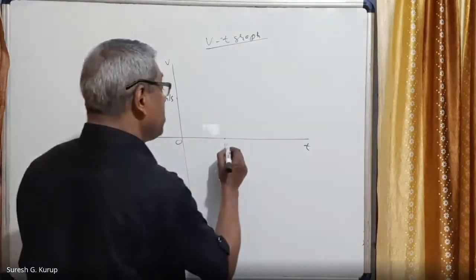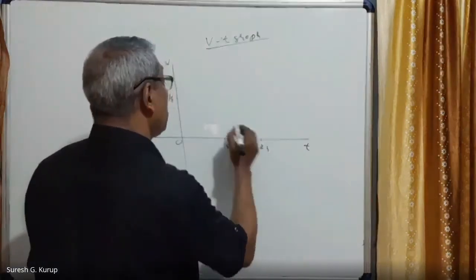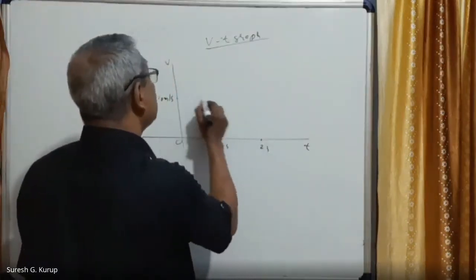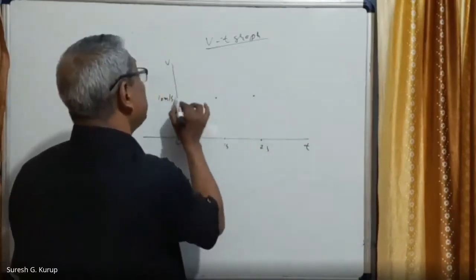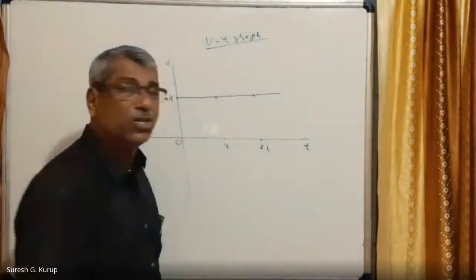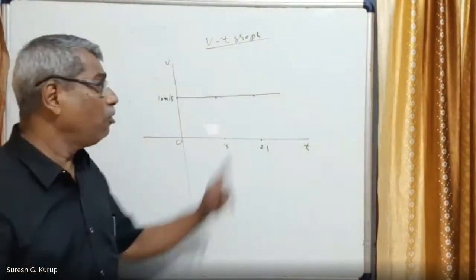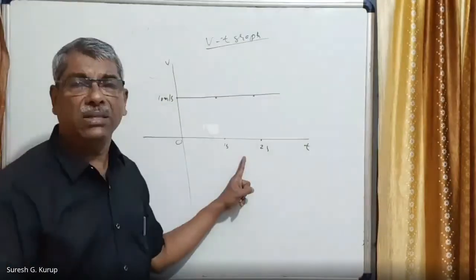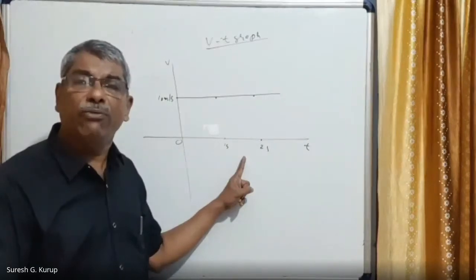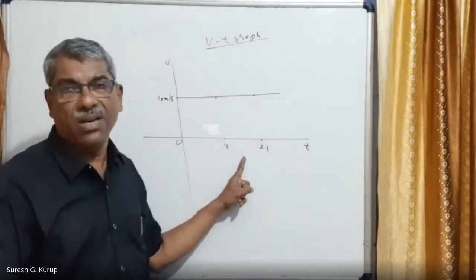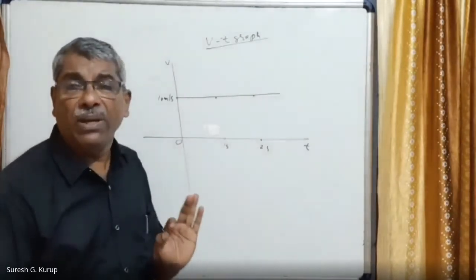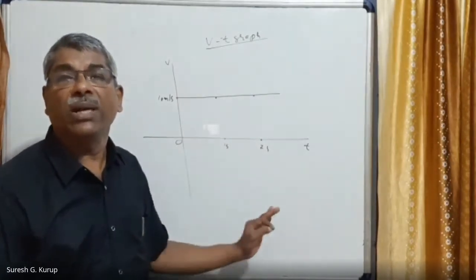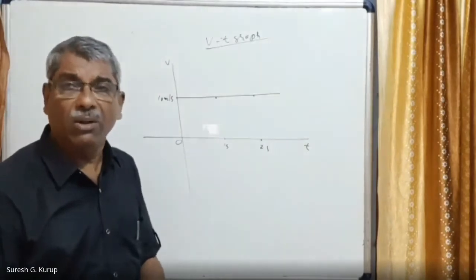So this is 1 second and this is 2 seconds. At 1 second the velocity is the same, 10 meters per second, and at 2 seconds also the velocity is the same. Like that it goes. Therefore, when a line is drawn, it will be parallel to the time axis. When a body moves with uniform velocity, the velocity time graph will be a line parallel to the time axis.